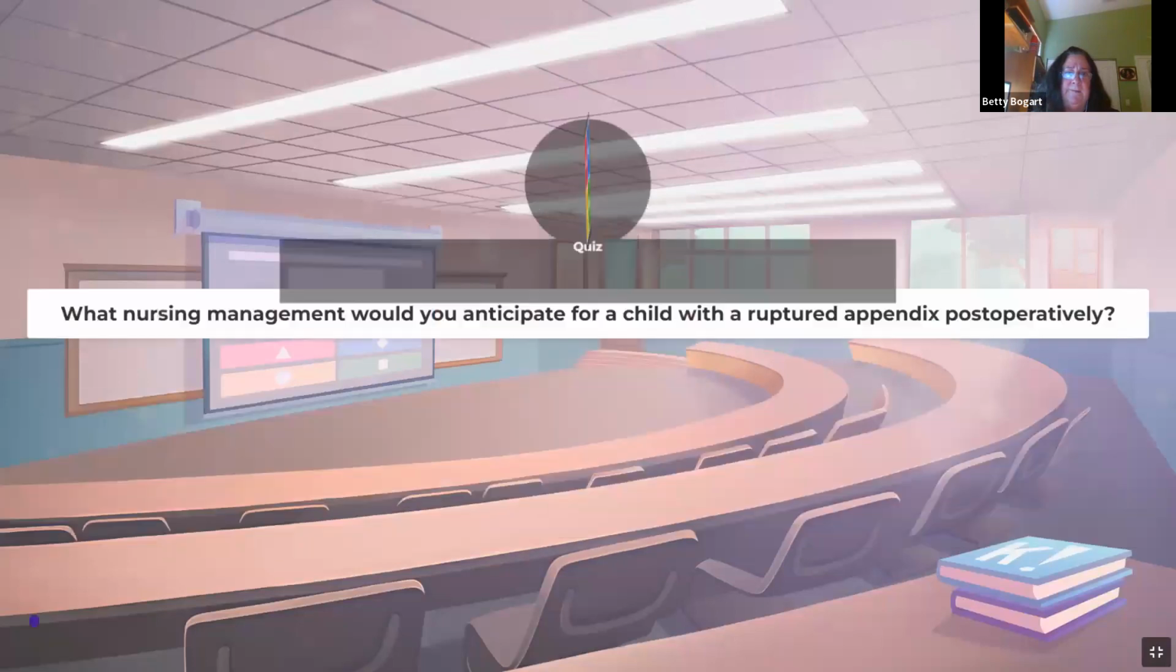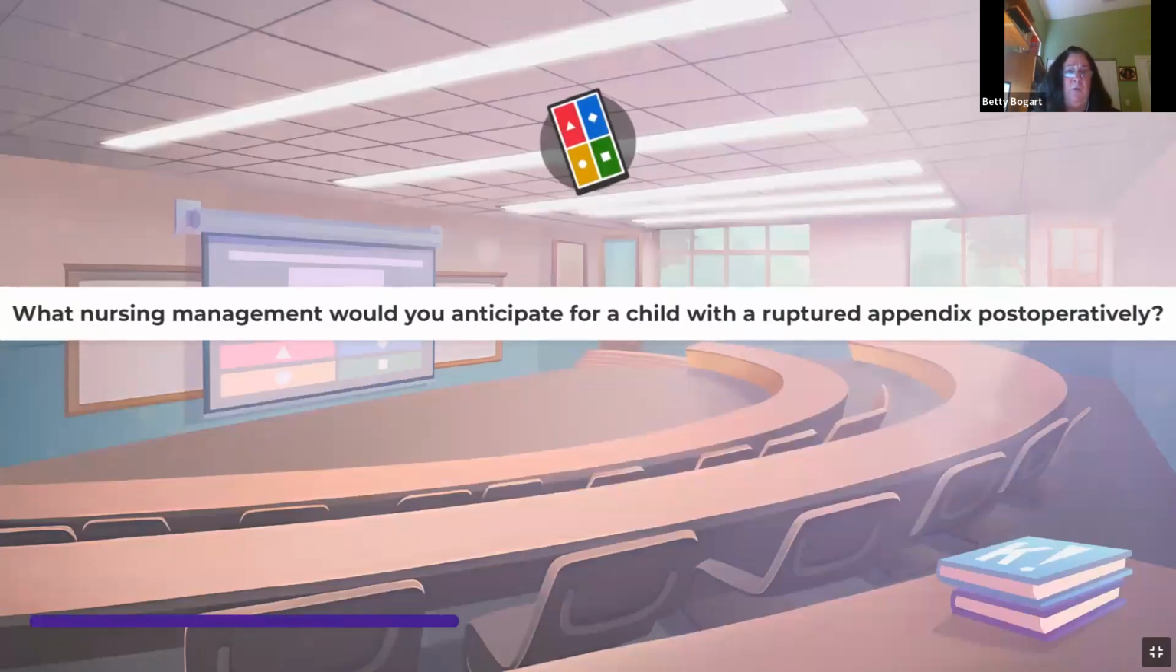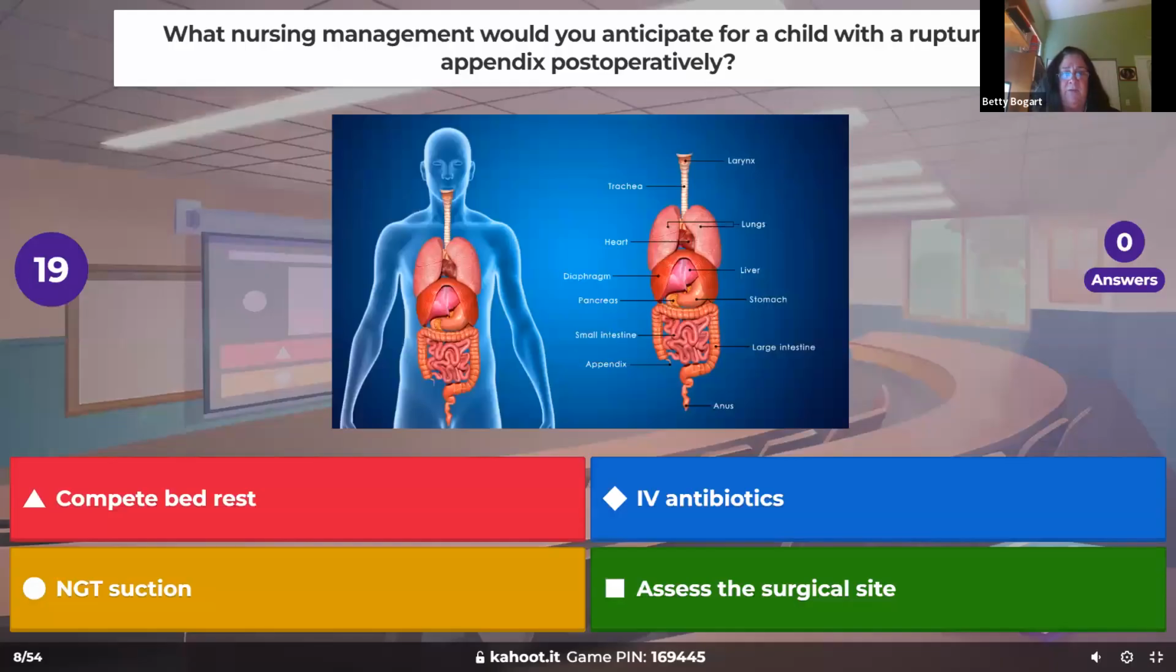A multi. What nursing management would you anticipate for a child with a ruptured appendix postoperatively? Just think about the appendix. It has burst open and spewed contents within that abdominal cavity, right? So then think, what management do I need to do for that?